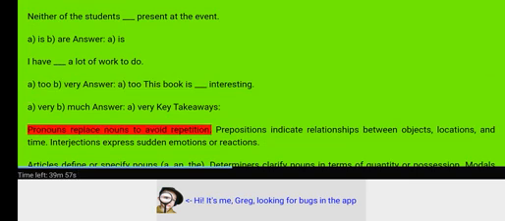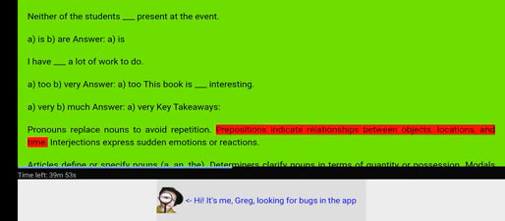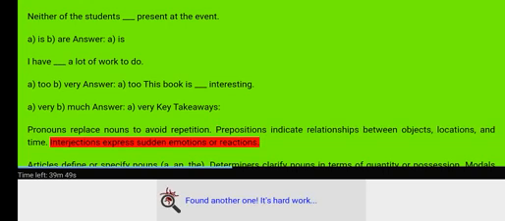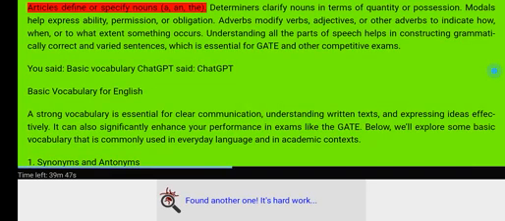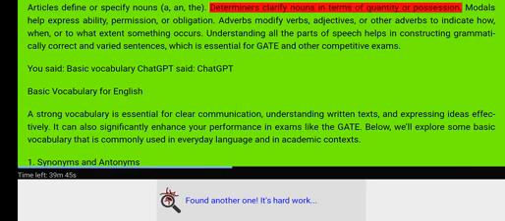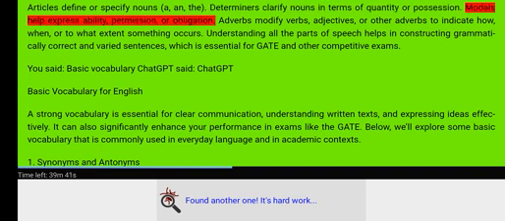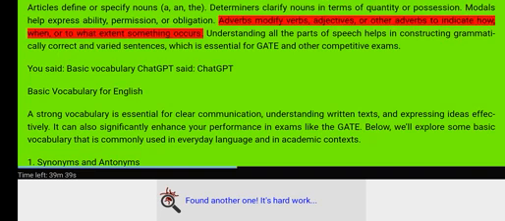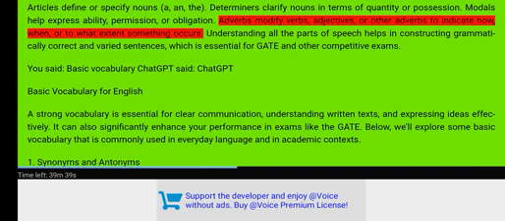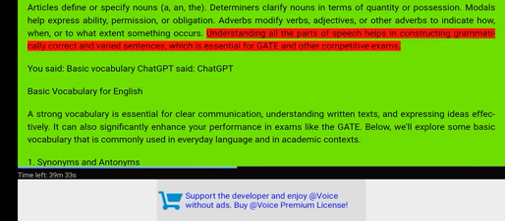Pronouns replace nouns to avoid repetition. Prepositions indicate relationships between objects, locations, and time. Interjections express sudden emotions or reactions. Articles define or specify nouns: a, an, the. Determiners clarify nouns in terms of quantity or possession. Modals help express ability, permission, or obligation. Adverbs modify verbs, adjectives, or other adverbs to indicate how, when, or to what extent something occurs. Understanding all the parts of speech helps in constructing grammatically correct and varied sentences, which is essential for GATE and other competitive exams.